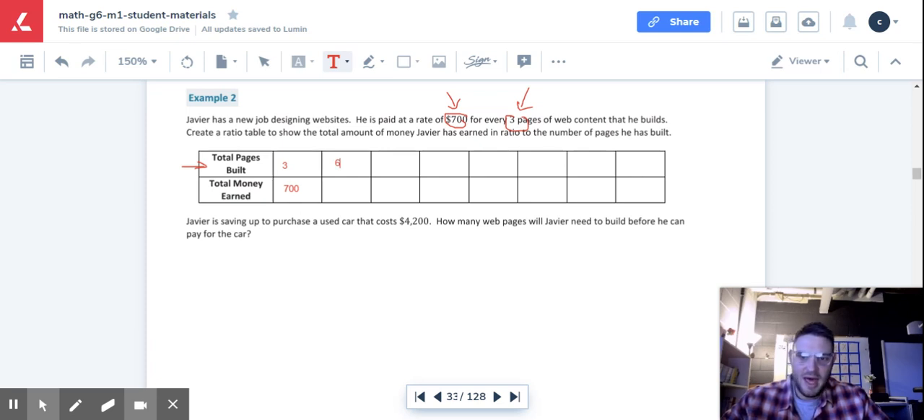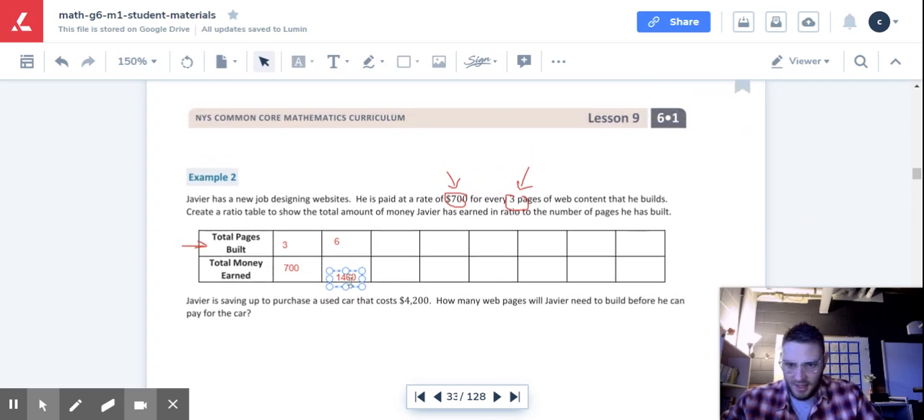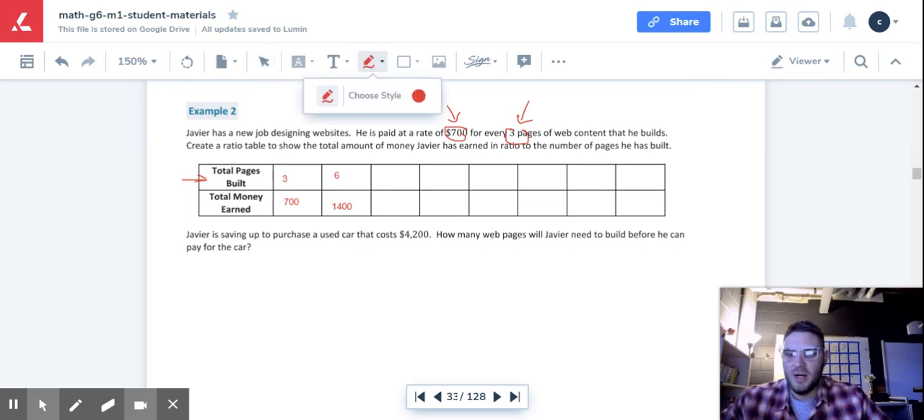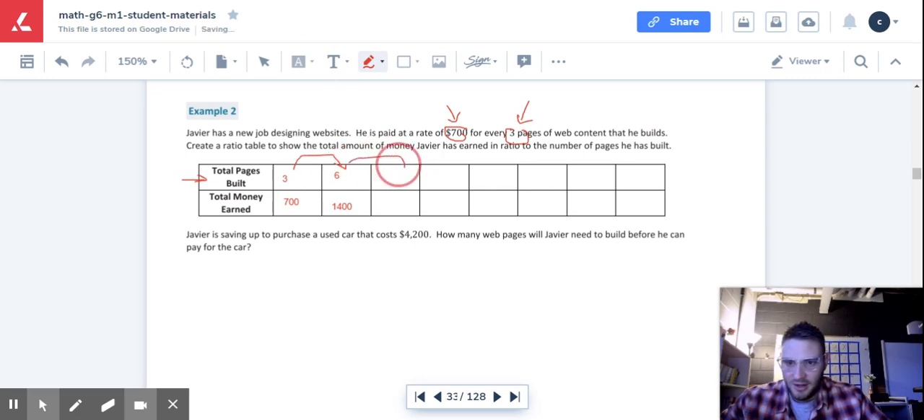Well, if he's doubled that from 3 to 6, now he can double from 700 to 1,400, right? So he's essentially making double the money for double the pages. But what do you notice already? What is the rate counting by here? By here, it's counting by 3s, okay? And so if we go again from here to here, it should go up by 3 again. So what's 3, 6? The next one would be 9. And then we can just keep going all the way in this one.